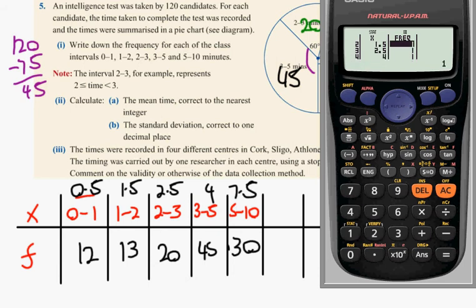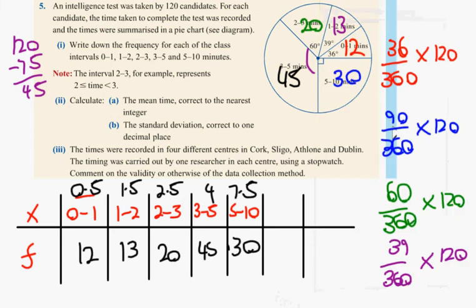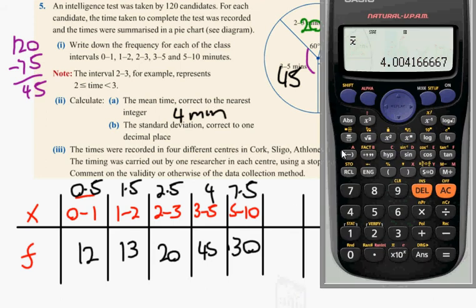Move over to the other side. Start entering all your frequencies in: 12, 13, 20, 45, 30. Once you got that done, it's the usual. Over to your stat mode, and we're looking for both of them. The first one, answer number 2, is 4. 4 minutes is the mean time. Okay, won't bother putting in all the decimals there. So 4 minutes. Let's find that standard deviation now.